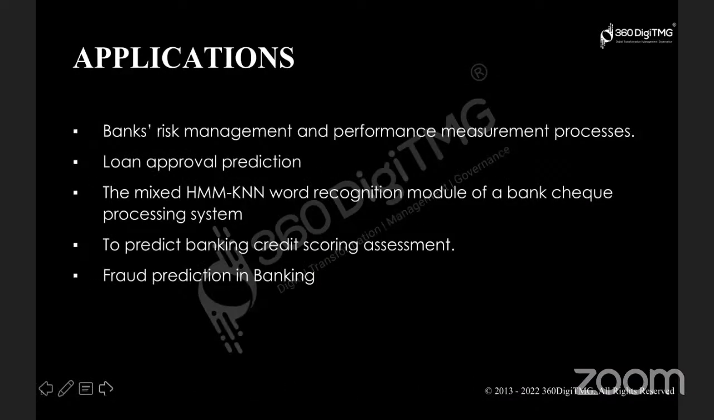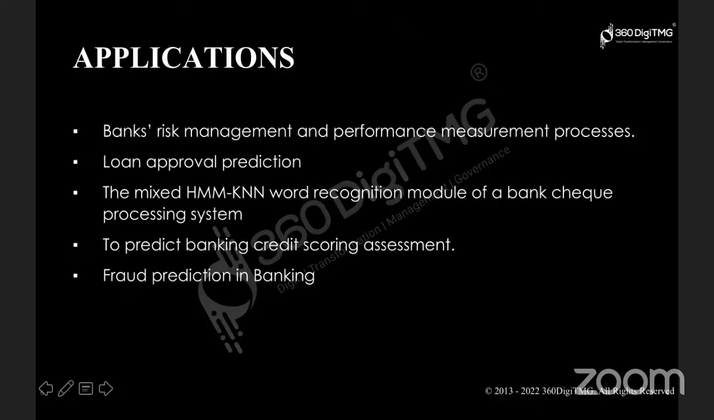So where are we using this? If you want to do loan approval, given the inputs of a person, you have to approve a loan. For that, you can say you want to approve or disapprove a loan. Using KNN classification, you can do that. If you are using it for the bank's risk management or you want to measure the performance of the bank, then that also is done using a regression.